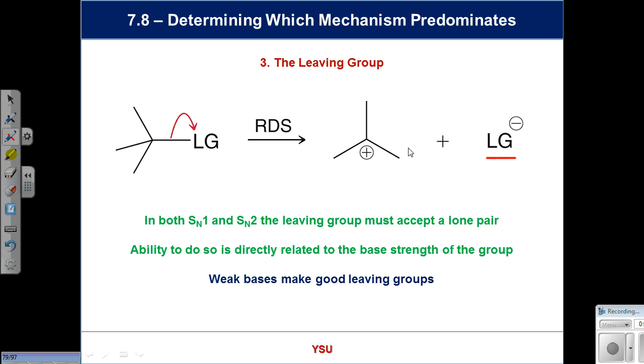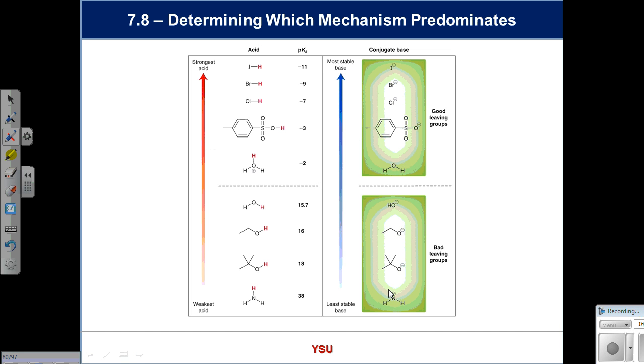So the statement at the bottom I think should be fairly obvious. Weak bases make good leaving groups because they can stabilize, right? Strong bases are not stable. Why would they break off if they were not stable? So this idea that weak bases make good leaving groups is fairly general. And we looked at this chart to relate this to pKa's. The stronger the acid, the weaker the conjugate base. So whatever you recognize as a strong acid, its conjugate base is going to be a good leaving group. HBr, Br minus, good leaving group. HI, I minus, good leaving group.